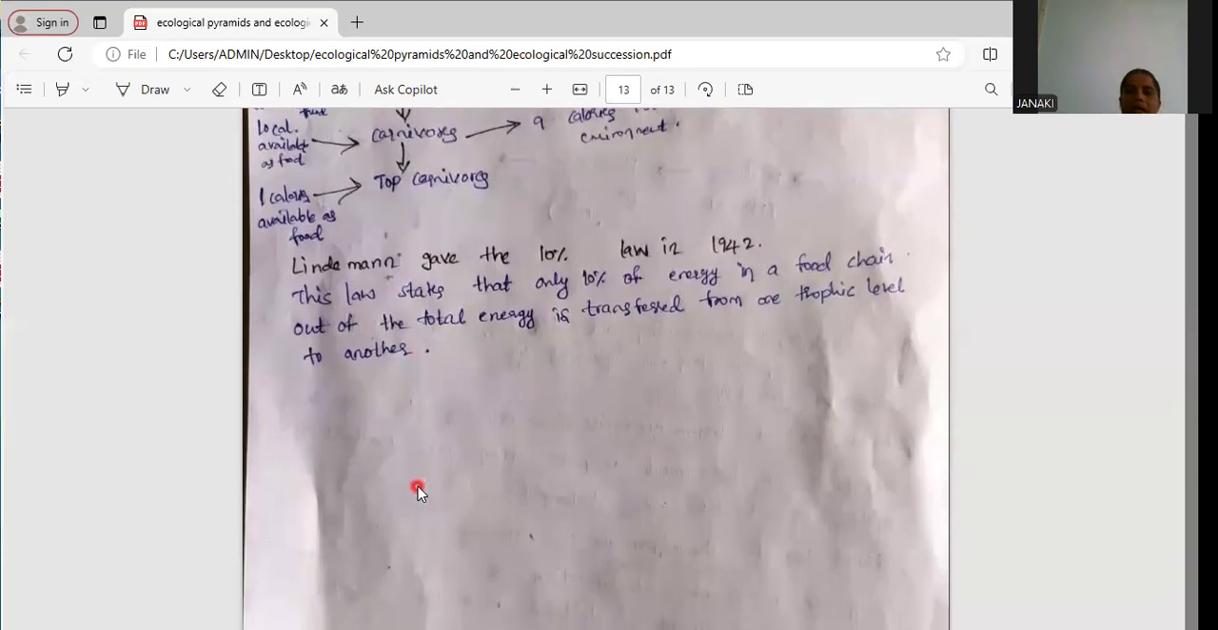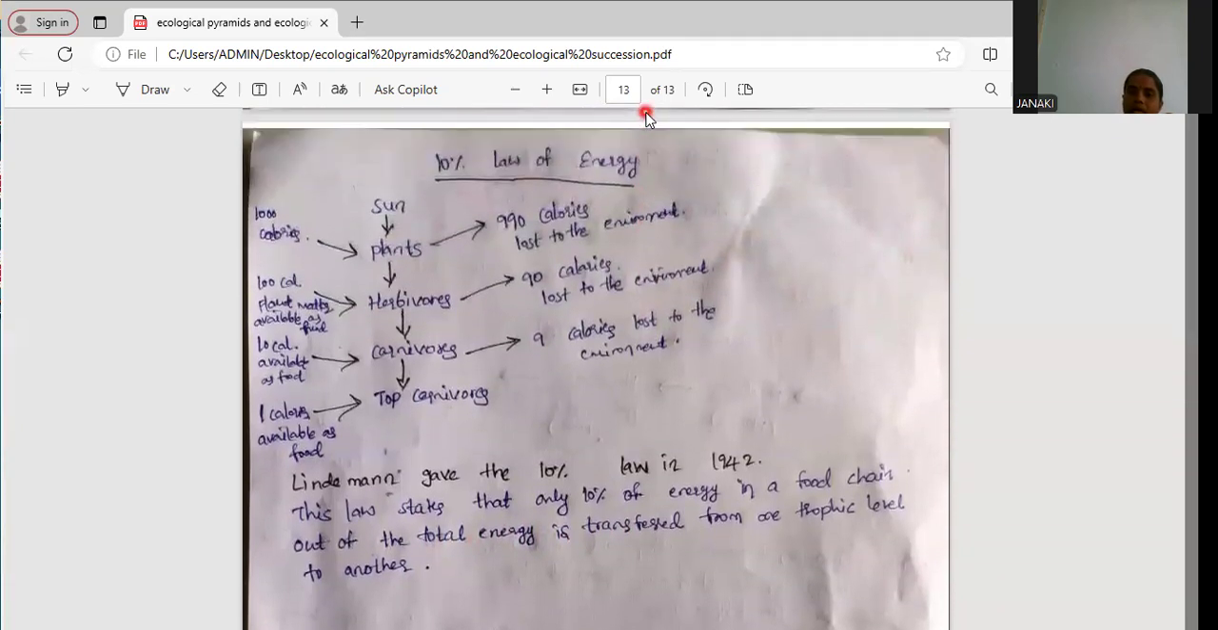Next, Lindeman gave the 10% law in 1942. This law states that only 10% of energy in a food chain, out of the total energy, is transferred from one trophic level to another trophic level. Lindeman gave the 10% law in 1942. In human beings also, we take oxygen and energy from food, any food, fruits or anything.